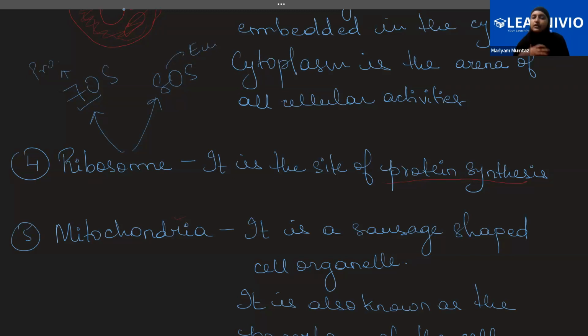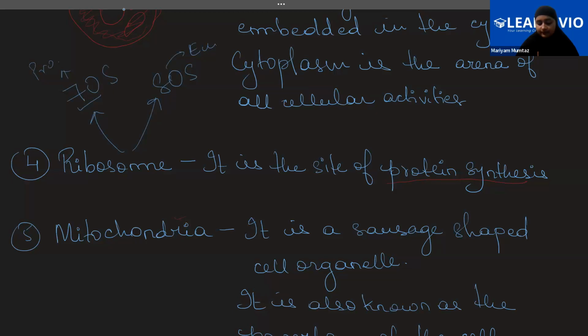The type of ribosome present in the eukaryotes will be much more advanced as compared to the prokaryotic ones. But the function of both of them will be the same, that is protein synthesis. So don't forget the function. The function is the most important thing. Did you understand what I said?